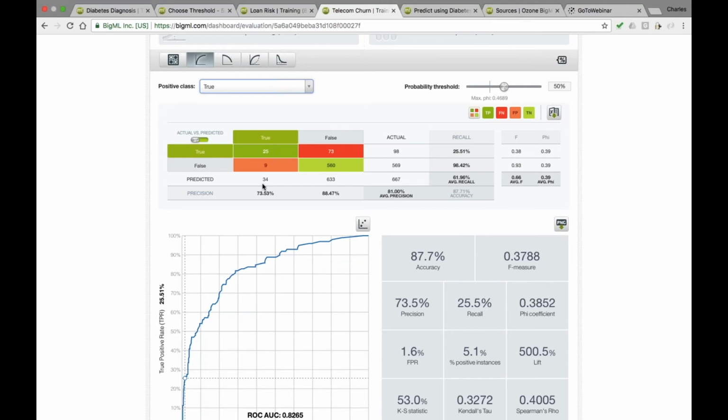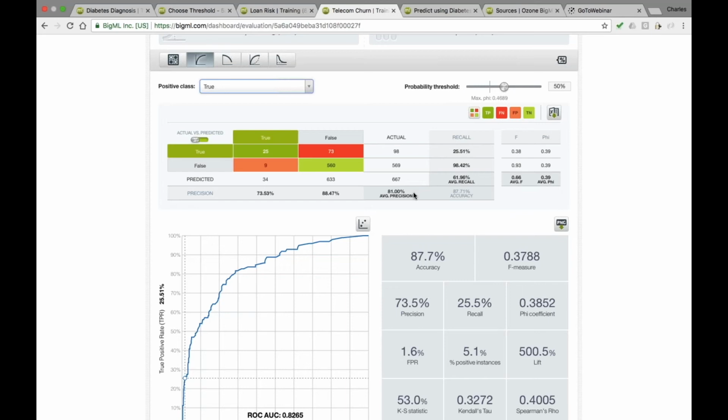But this number might not be the right number for your company or your organization, because why? I'm predicting 34 people are going to churn out of 667 people. That's about 10% I'm predicting are going to churn. What if you have millions of customers or tens of millions of customers? That means you're going to be calling what? Like hundreds of thousands of people each month. Unless you have the staff or the budget to do that, that might not be the right threshold for you.